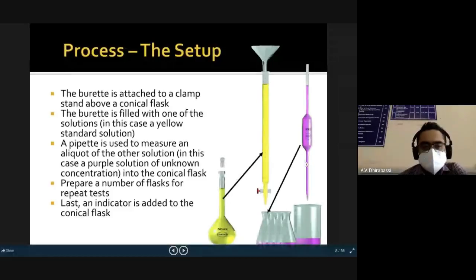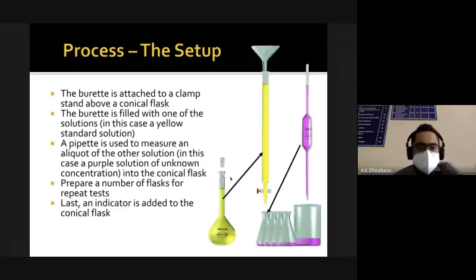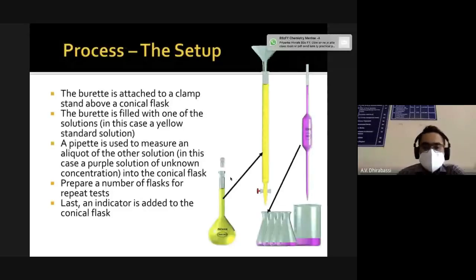For the unknown concentration, we take the sample from here into the conical flask, exactly 50 ml, 10 ml, or 5 ml; different pipettes of different volumes are there. Prepare a number of flasks for repeat tests, because there will be handling error. To minimize that, we take three values, three times, and then calculate the mean. Last, the indicator is added to the conical flask.